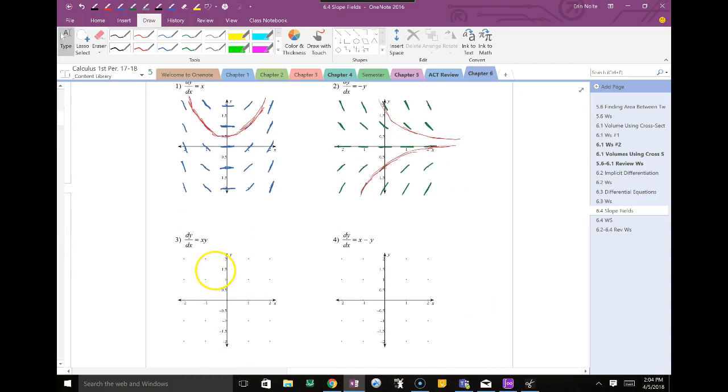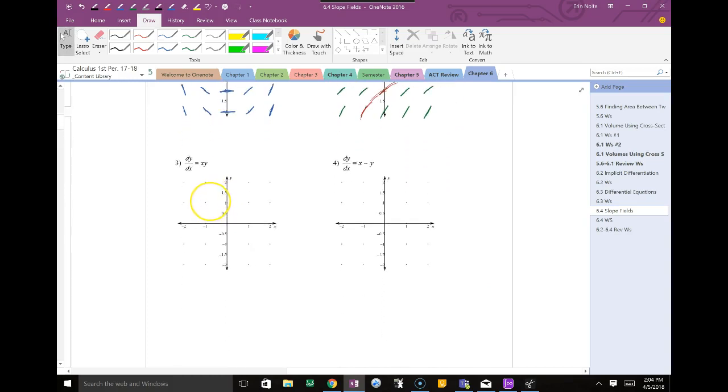Okay, let's try one with an x and y. Let's try number 3. So if I choose the point 0, 0, my x value is 0, y value is 0, so 0 times 0 makes 0. If I go to the point 1, 0, 1 times 0 is 0. So maybe we can say anything that's 0 is going to be a slope of 0. So anything on your axes. There we go. 0. I wonder what this one could be.